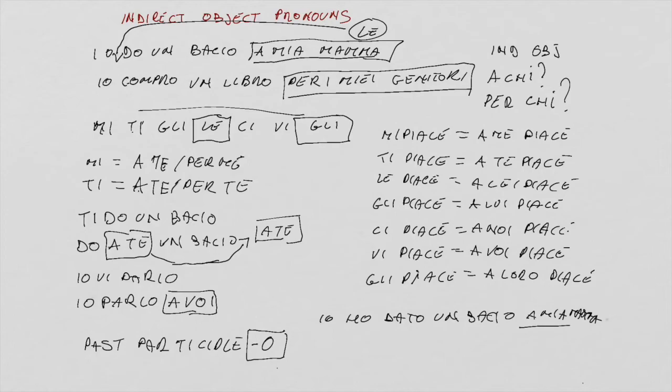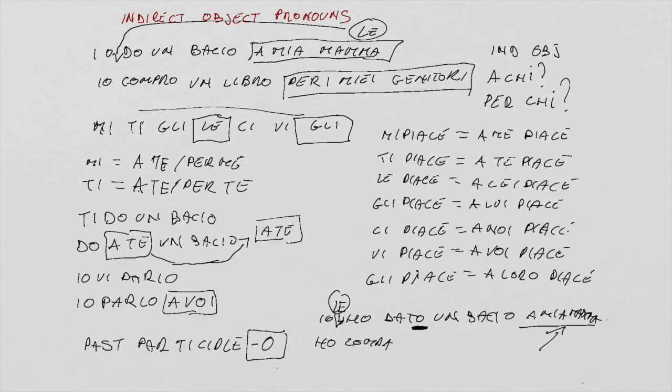I replace a mia mamma with the corresponding indirect object pronoun that is le. I place le in front of the conjugated verb, so in front of ho dato, and the result is io le ho dato un bacio. Dato doesn't change. Even if le refers to a mia mamma that is feminine singular, dato keeps the same form.